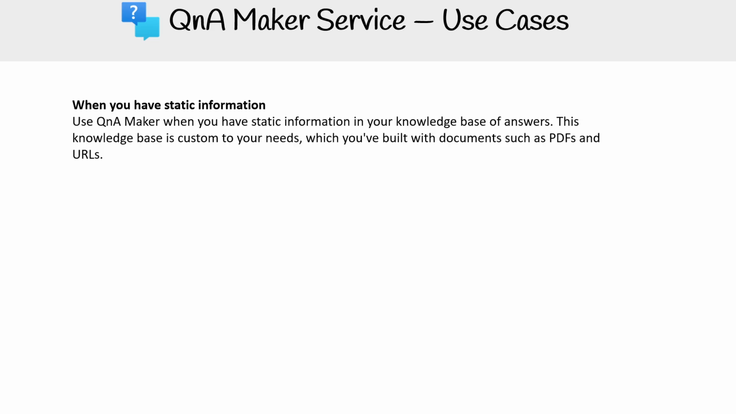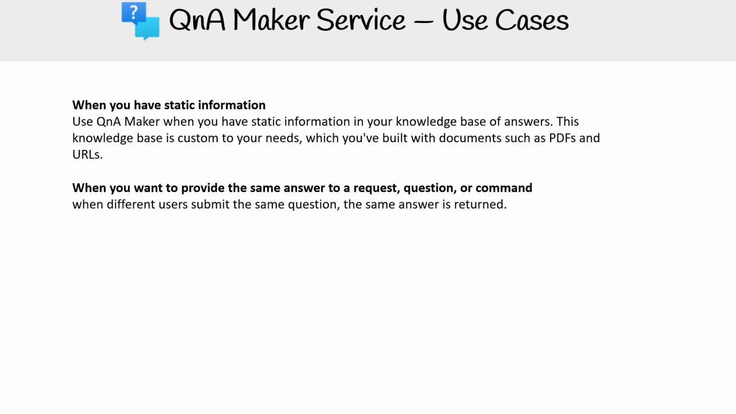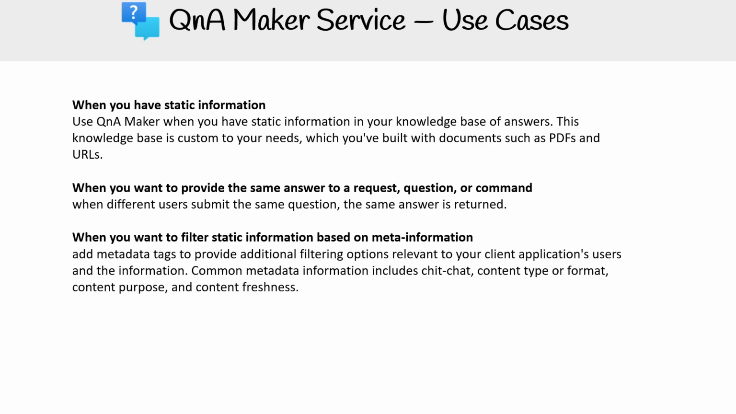When you have static information, you can use QnA Maker with your knowledge base of answers. This knowledge base is custom to your needs, which you've built with documents such as PDFs and URLs. When you want to provide the same answer to a repeat question, command, or when different users submit the same question, the answer is returned. When you want to filter static information based on metadata, meta tag data provides additional filtering options relevant to your client application users and information. Common metadata information includes chit chat, content type, format, content purpose, and content freshness.